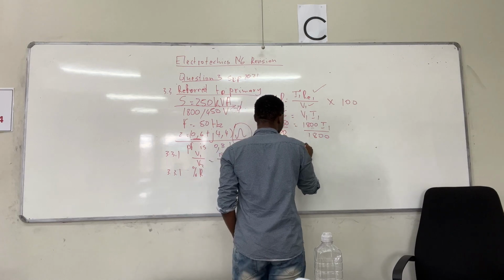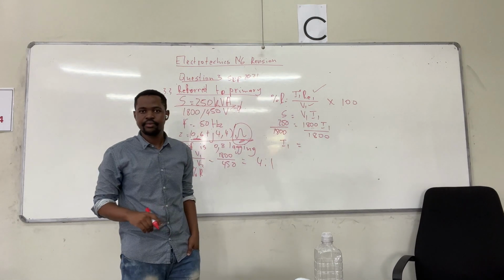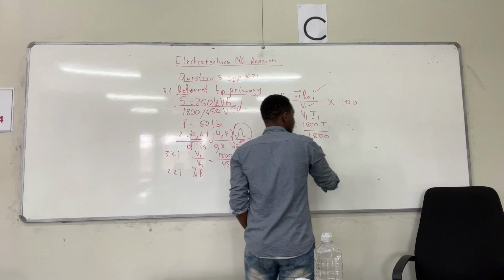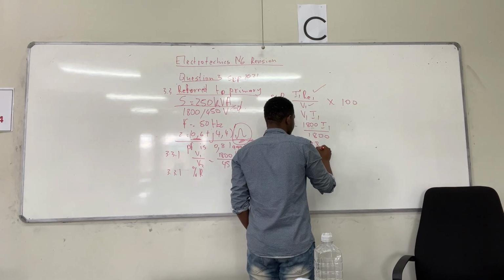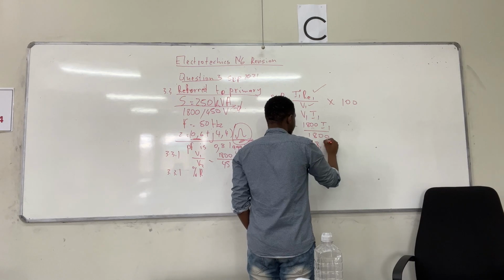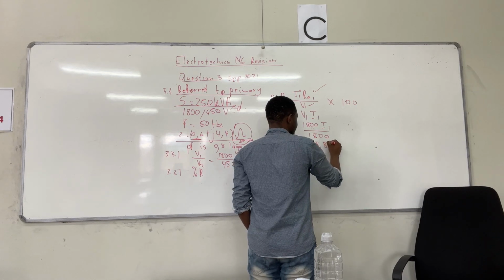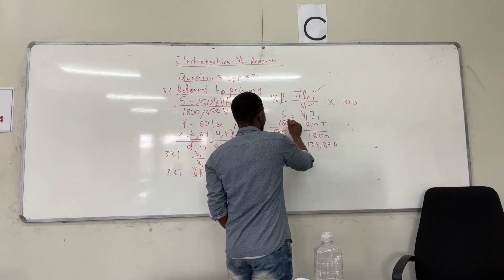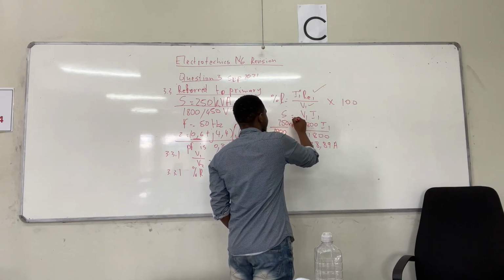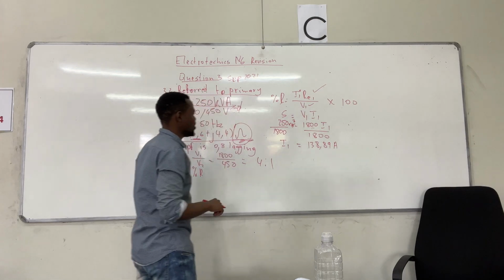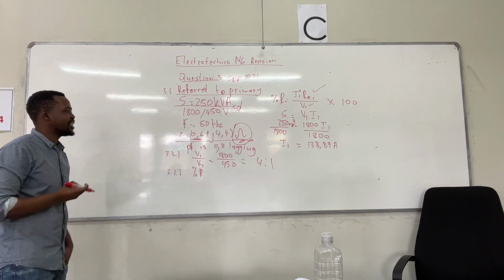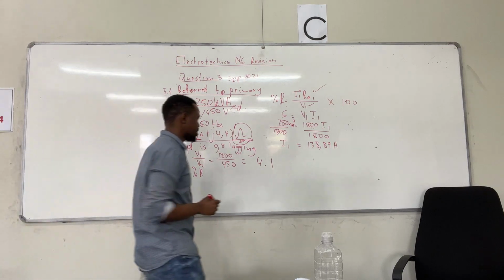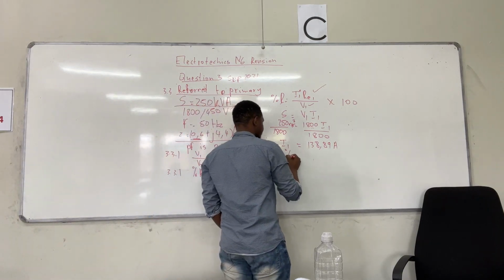What is my I1? 138.89 times 10 to the power 3. Okay, we have calculated I1. Now we can calculate the percentage resistance.